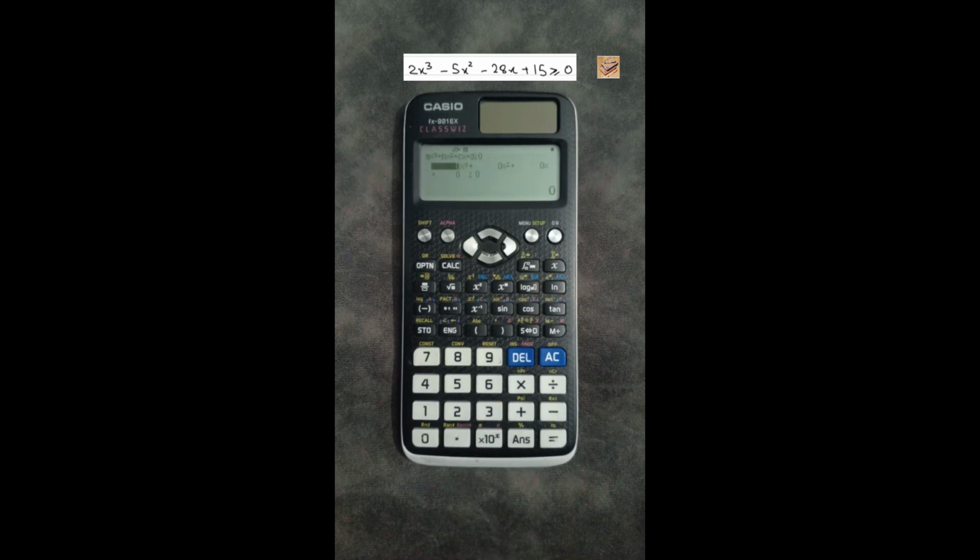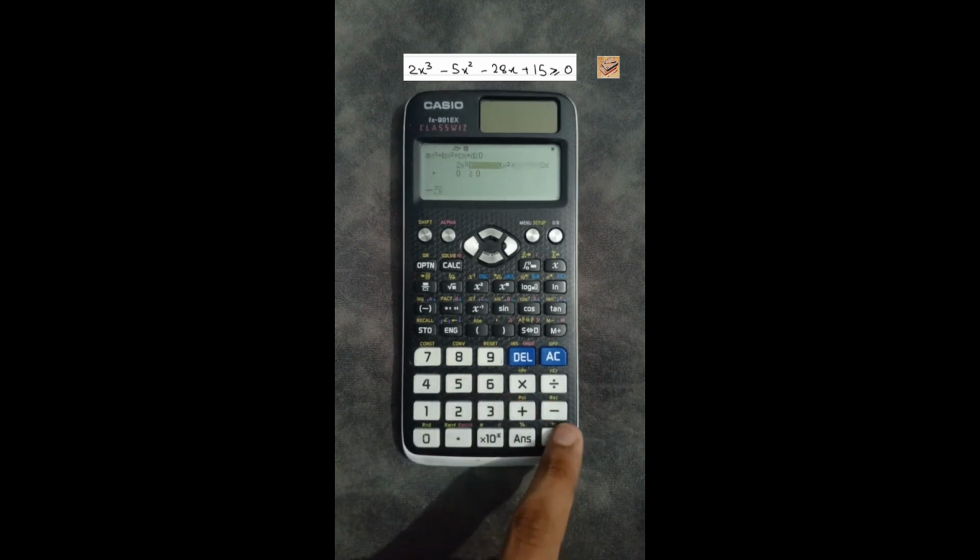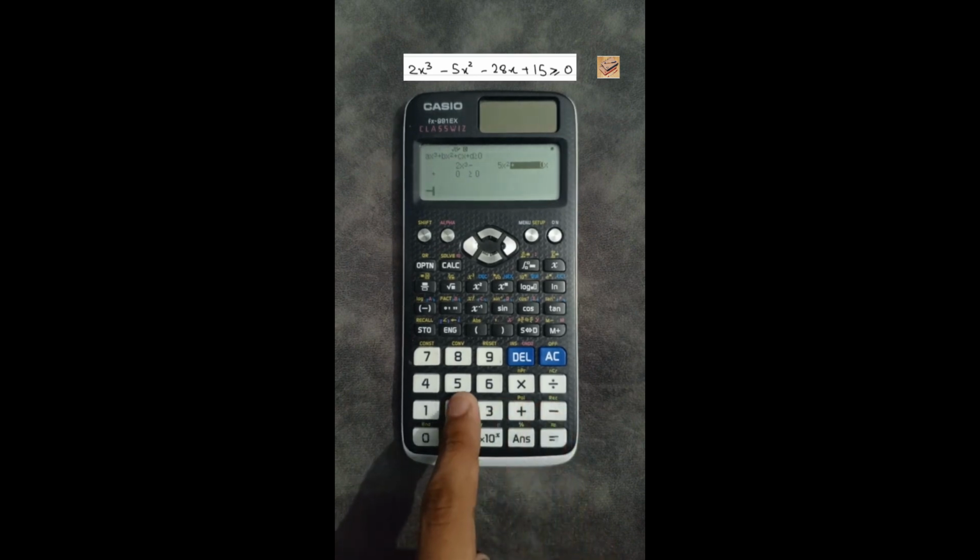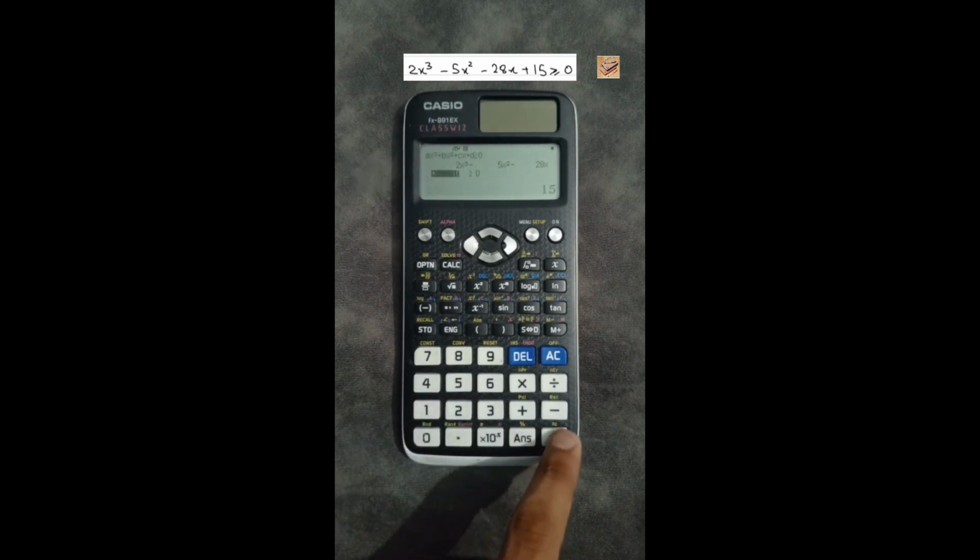The coefficient of x cube is 2, so press 2. Then press equals to. The coefficient of x square is -5, so write -5. Then press equals to. The coefficient of x is -28, so write -28. Then press equals to, and the constant is 15, so write 15. Then press equals to. There you go, the final answer of x has a certain range, which is greater than or equal to -3 and less than or equal to 1/2, and greater than or equal to 5.